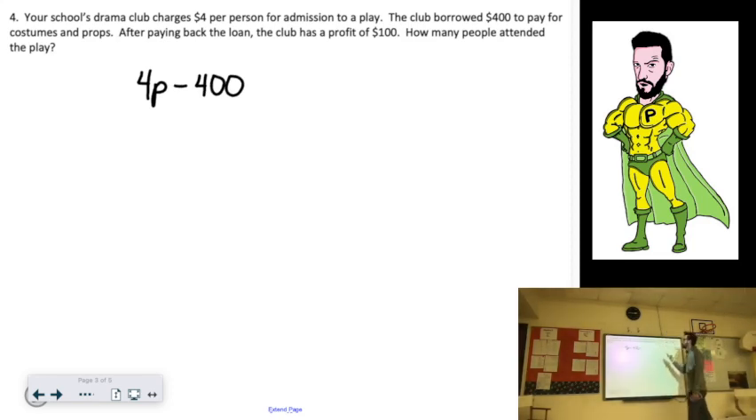After paying back the loan, we have a profit of $100. So in the end, we netted $100. So we need to figure out how many people showed up to this play. And it was a good play, too.